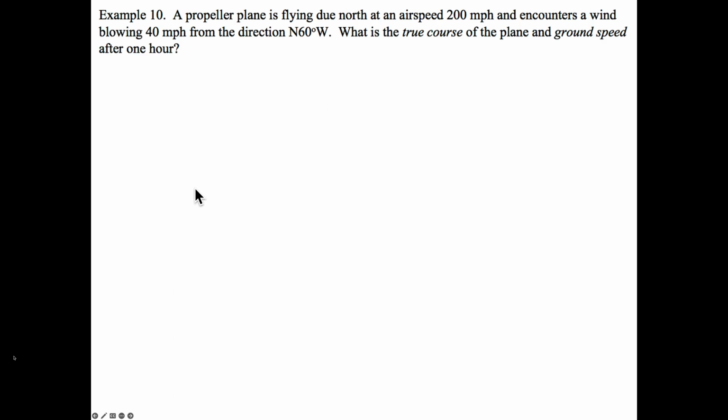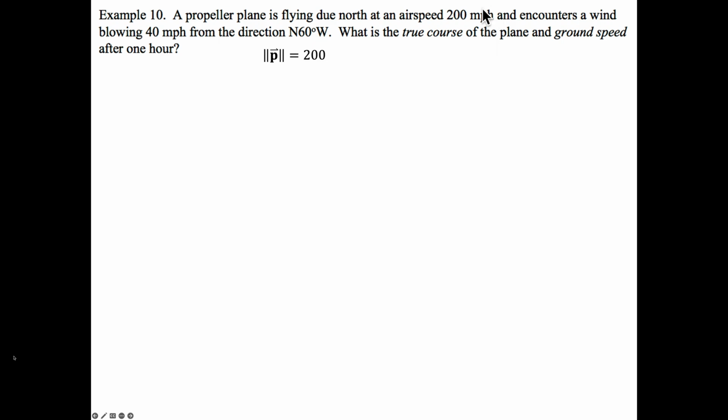Example 10. A propeller plane is flying due north at an airspeed of 200 miles per hour and encounters a wind blowing 40 miles per hour from the direction of north, 60 degrees west. What is the true course of the plane and the ground speed?